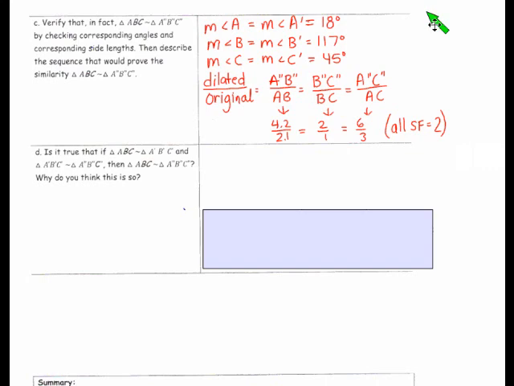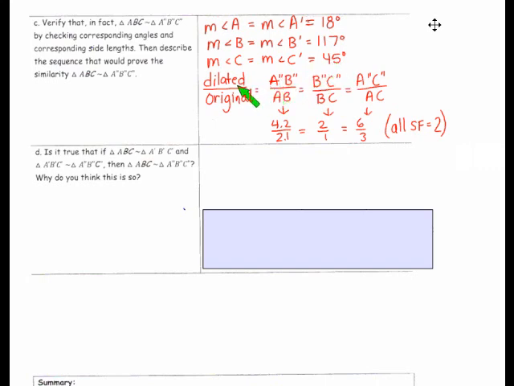Here is what I found. I found the measure of angle A equal to the measure of angle A prime, and it was 18 degrees. I found the measure of angle B equal to the measure of angle B prime, which was 117 degrees. I found the measure of angle C equal to the measure of angle C prime, which was 45 degrees.